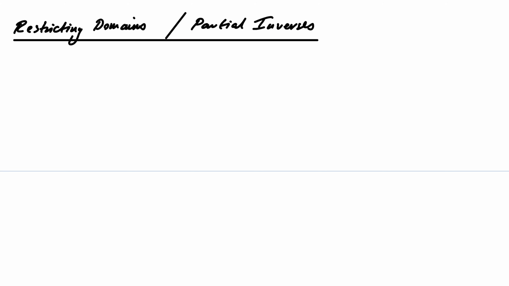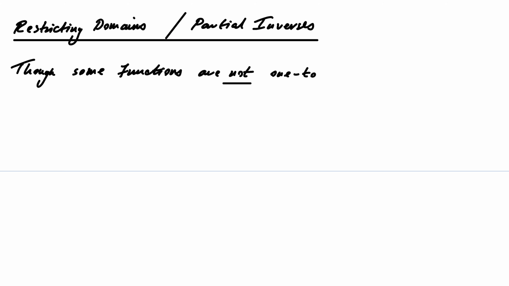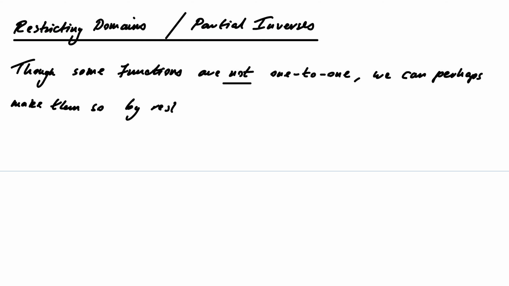So, though some functions are not one-to-one, we can perhaps restrict them and make them one-to-one. We can perhaps make them so by restricting the domain. Okay, and in particular, if there is no one-to-one function, there's no inverse, remember. So the reason we're doing this is to come up with an inverse, essentially. So no inverse. So I just want to show you this by example. We're going to look at this when we do trigonometric functions in detail, but there's a simple example which is going to tie things together.